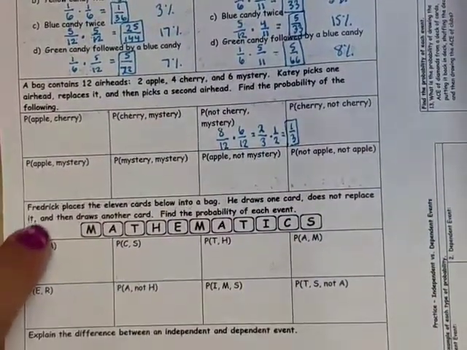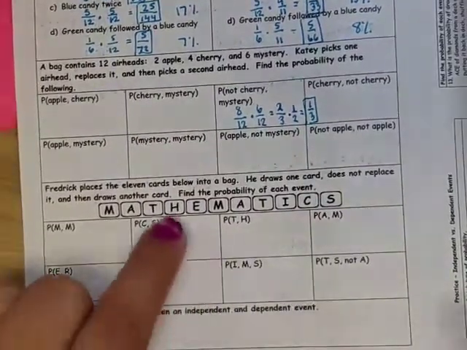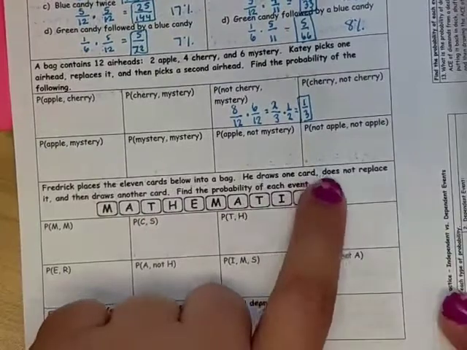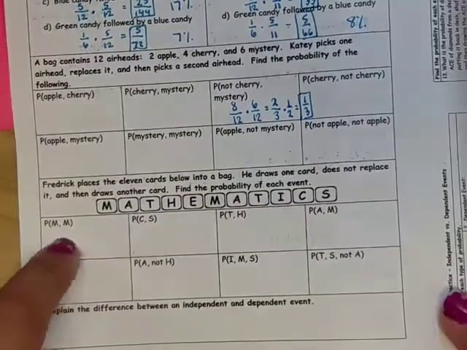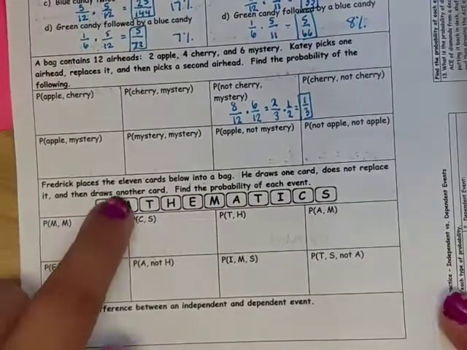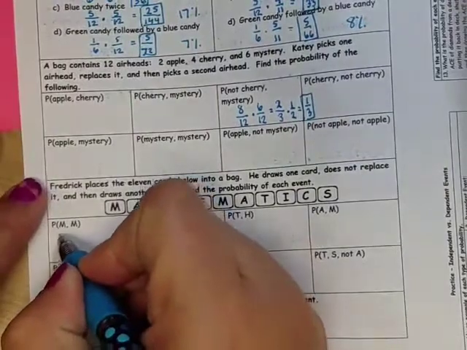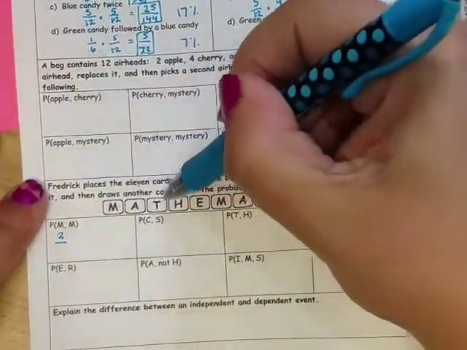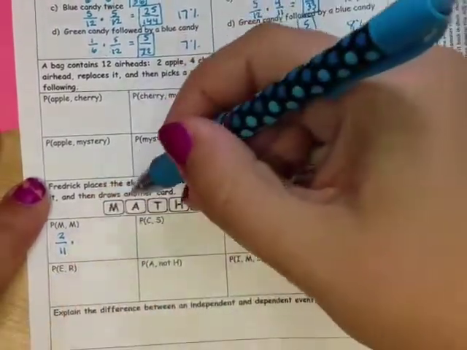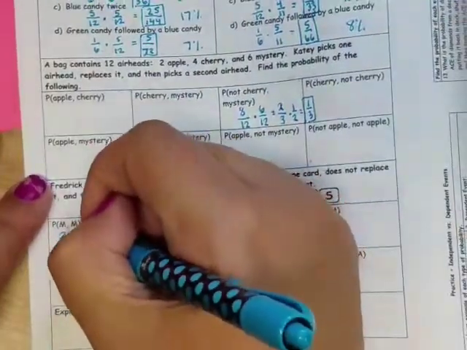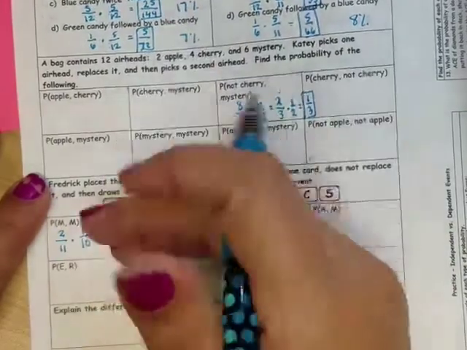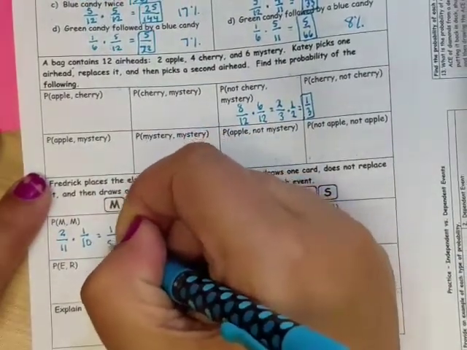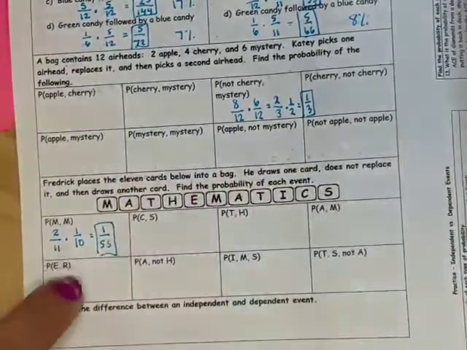Down here, Frederick places the 11 cards in the below in a bag. He draws one card, does not replace it, and then draws another card. So this one is dependent. So if he picks an M, doesn't replace it, and then what's the chance of going another M? So the first time is 2 out of 1, 2, 3, 4, 5, 6, 7, 8, 9, 10, 11. 2 out of 11 times, well, that M is gone. So now we have 1 M left out of 10. And then the 2 and 10, that will reduce, so 1 over 55. So that's how you do that one. So be careful with that.